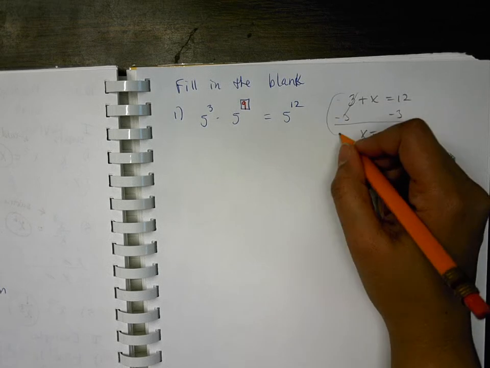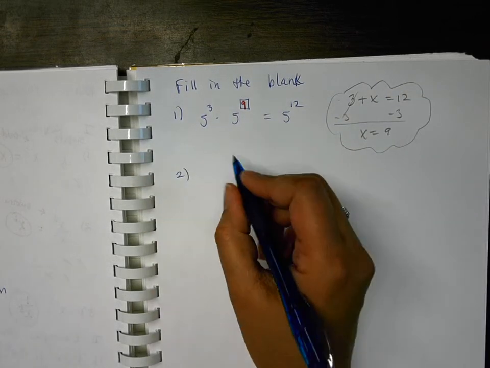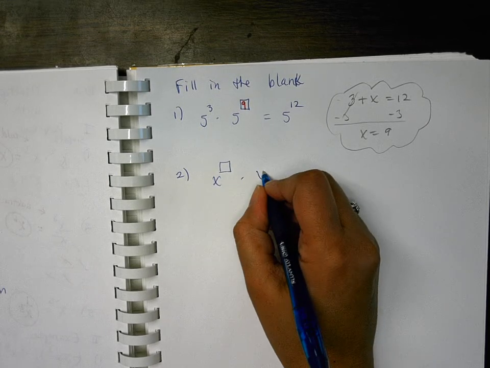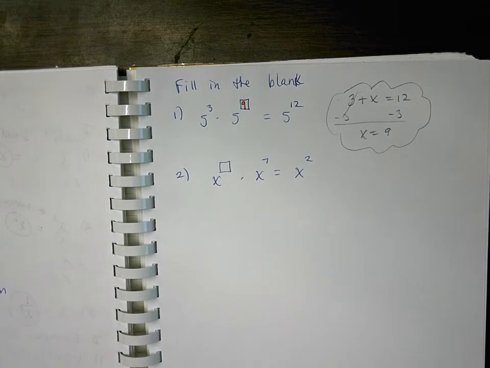Okay. So, when I give you one like number 2, that is x to the blank times x to the 7th equals x squared. I'm going to have you try that one on your own. No talking. Get to work.